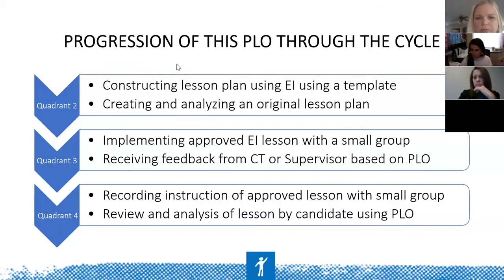The reflection is the part where the struggle happens for most of the candidates. This protocol really gives them a way to reflect either publicly or privately on material that's their own material or material that they're observing, either by their co-teacher or from another video.